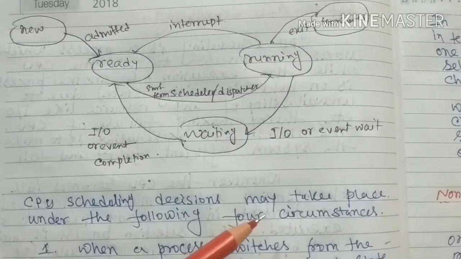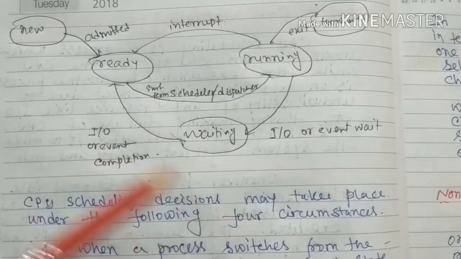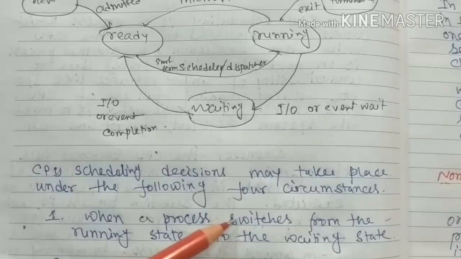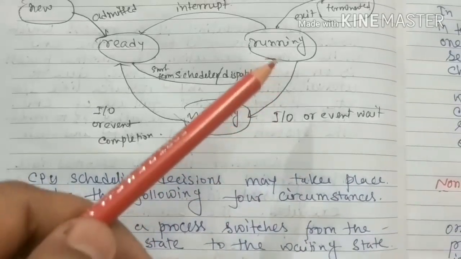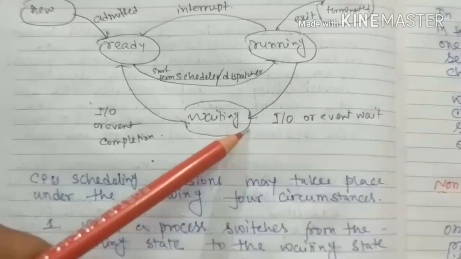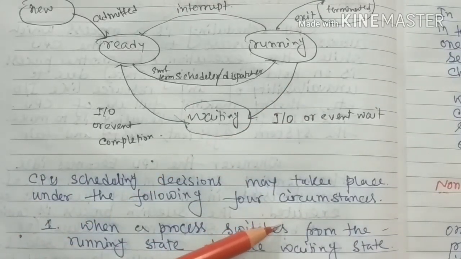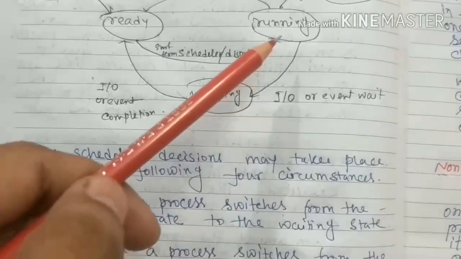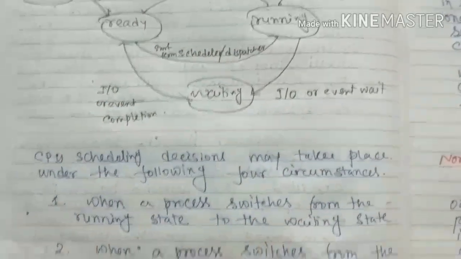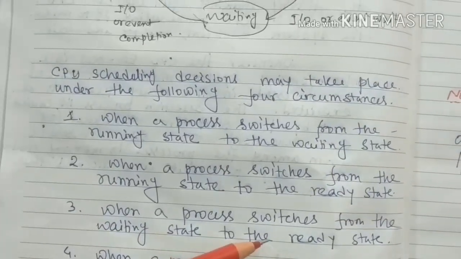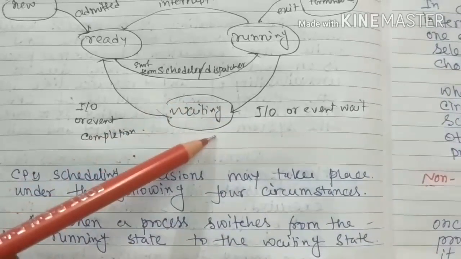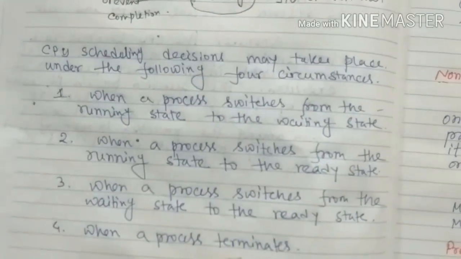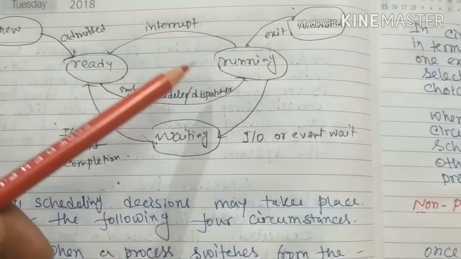CPU scheduling decisions take place in the following four circumstances. Number one, when a process switches from running state to the waiting state. Number two, when a process switches from the running state to the ready state. Number three, when a process switches from the waiting state to the ready state. And number four, when a process terminates. In these four cases, a CPU scheduler decision can take place.